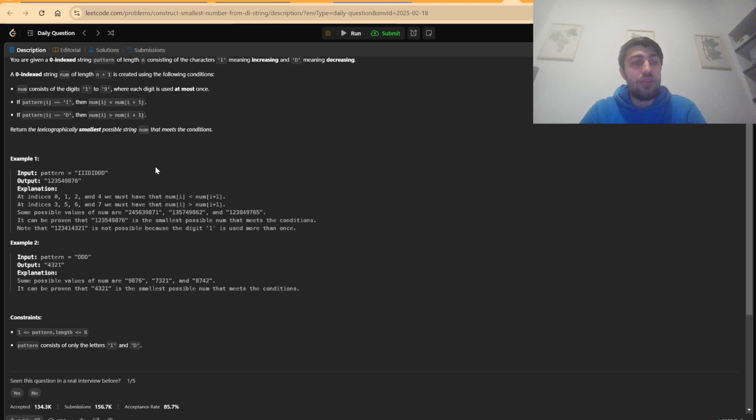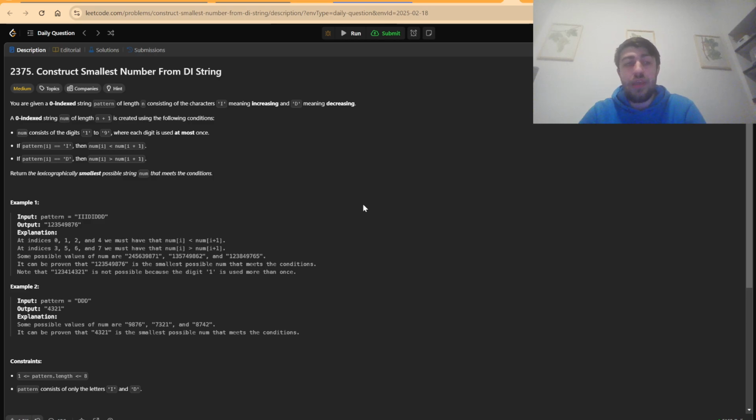And here we are given two examples. For example, here the pattern is made of 3 I's followed by a D, followed by another I, and then followed by 3 D's. And as you can see, the answer is this number 1, 2, 3, 5, 4, 9, 8, 7, 6. And we are given here the explanation. We also have another example where we have constructed in a similar manner the number 4, 3, 2, 1.